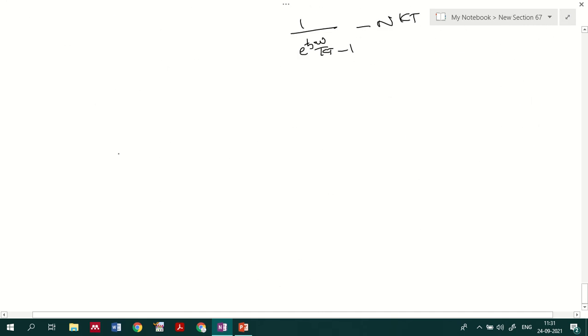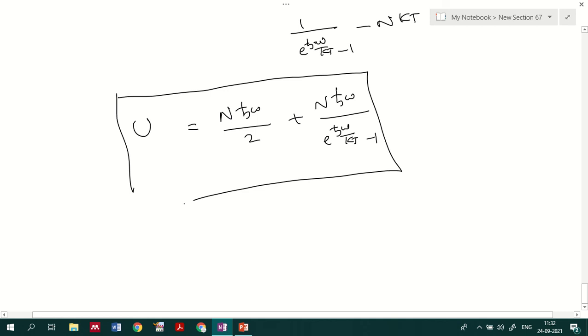Further, if you reduce that, there are a lot of things you can cancel out, and finally what remains is Nħω/2 plus Nħω divided by e^(ħω/kT) minus 1. You can try and solve the remaining part, as there are many things you can cancel in the above representation. So the internal energy corresponding to this will be U equal to Nħω/2 plus Nħω divided by e^(ħω/kT) minus 1. That's how you get the corresponding expression for internal energy.